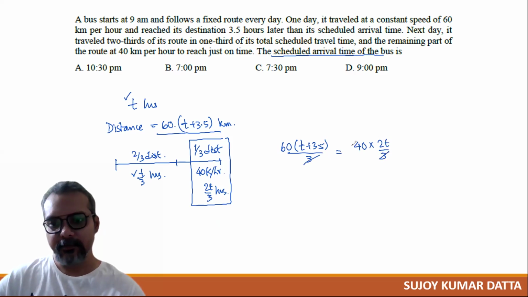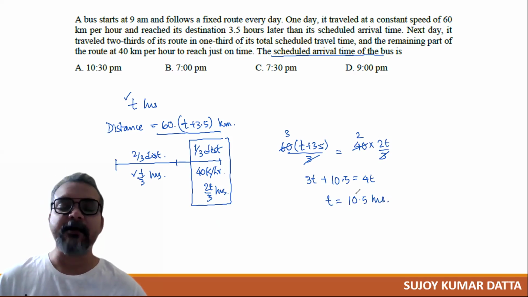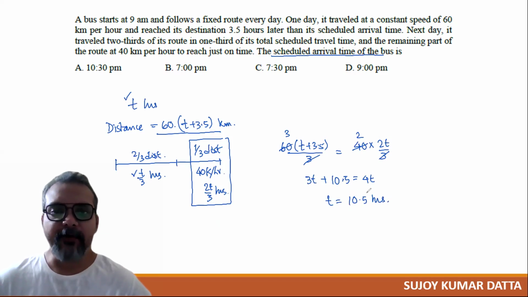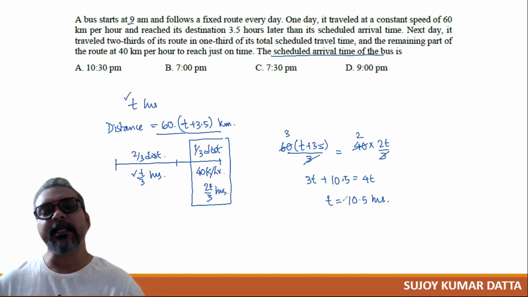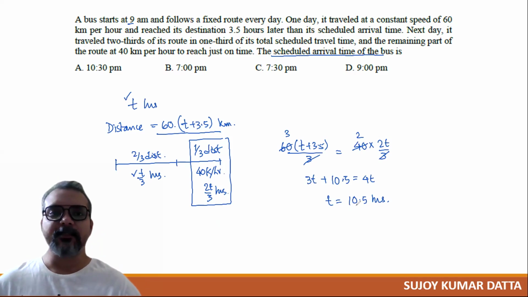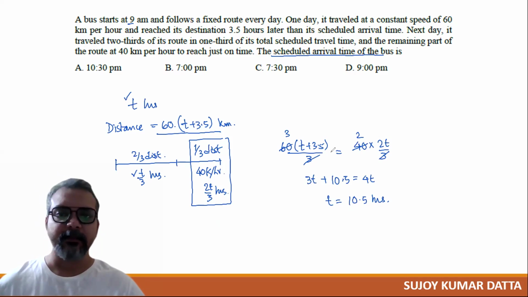So now 3 cancels out. So we have 3T plus 10.5 equal to 4T. So that gives you T as 10.5 hours. So that means the scheduled travel time duration is 10.5 hours. The bus started at 9 a.m. So from 9 a.m., 12 hours would have taken it to 9 p.m., then 1.5 hours behind it. So that is 7:30 p.m. So third option.